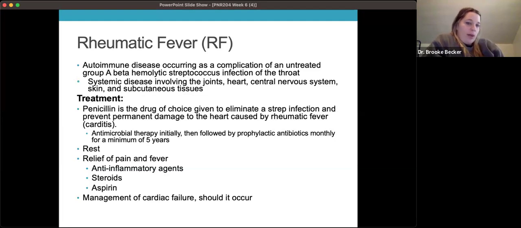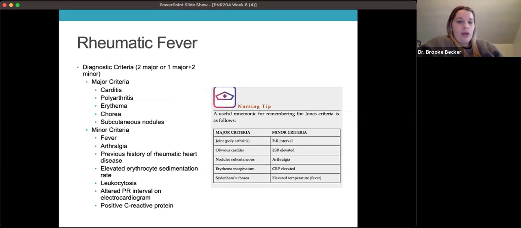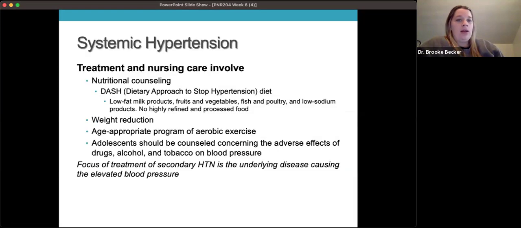Other treatments with rheumatic fever are anti-inflammatories, so your ibuprofen. Sometimes they will use aspirin. Now, typically we don't use aspirin in kids, right, because of Reye's syndrome. But in kids with rheumatic fever, sometimes aspirin will be utilized. You may also see these kids on steroids, okay? And obviously, if cardiac failure occurs because of rheumatic fever and strep going unnoticed, then that has to be managed as well. Here's your criteria for rheumatic fever diagnosis. You guys can look at that.